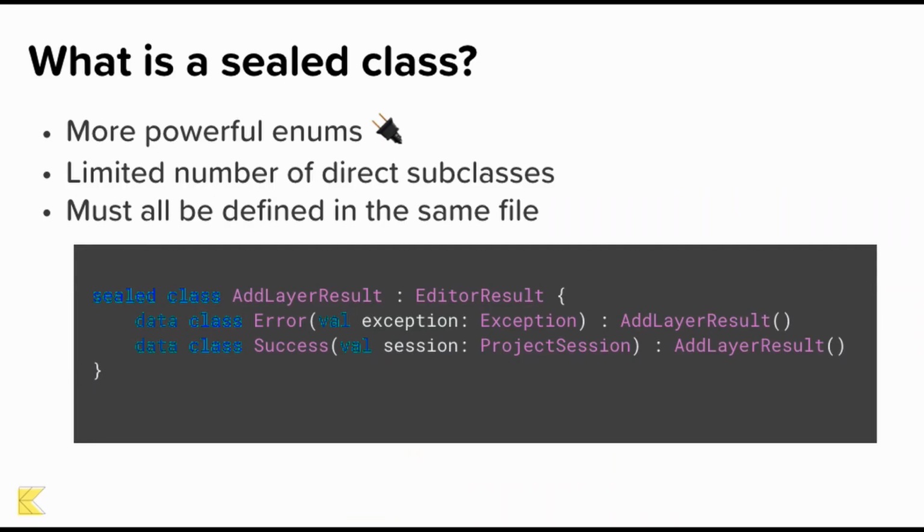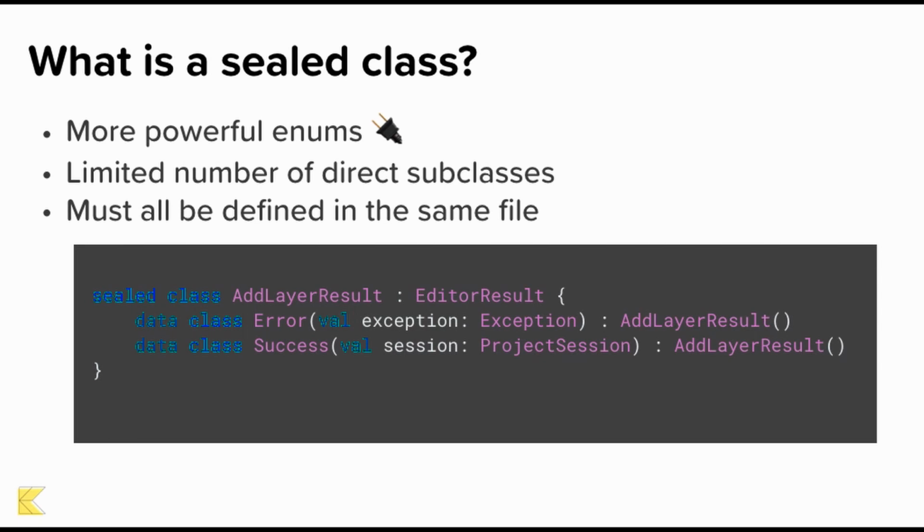I like to think of them as a more powerful enum. This is not the correct definition though; it's just how I think of them. Basically, a sealed class only allows you to have a limited number of direct subclasses. A little bit confusing, but anything that extends from your sealed class must be in the same file that you define the sealed class in.